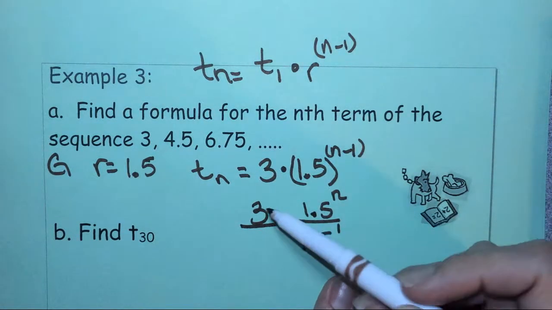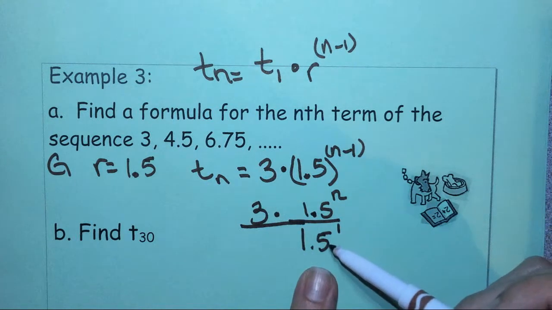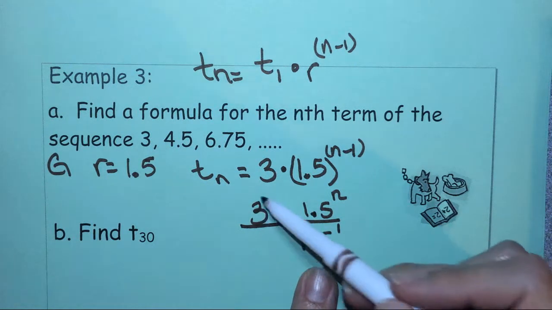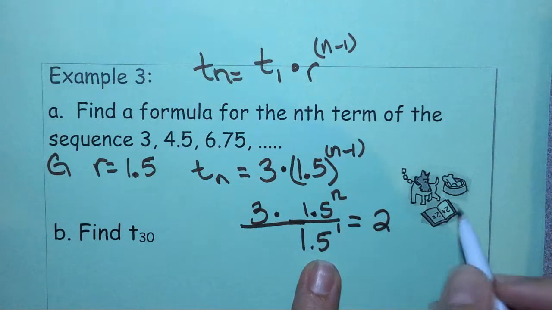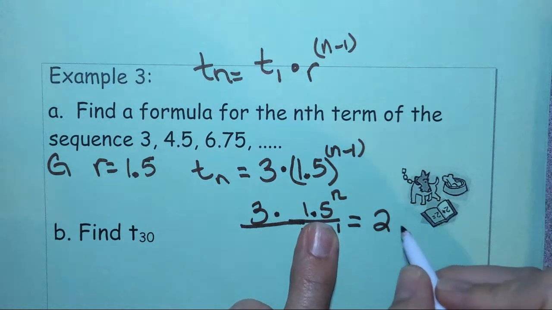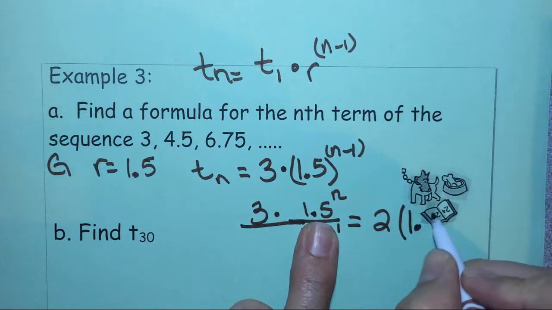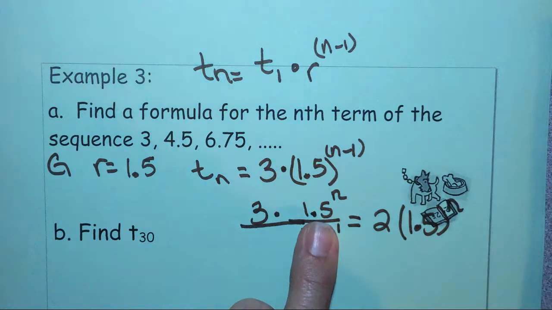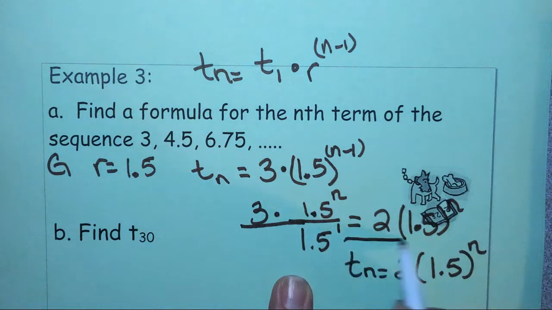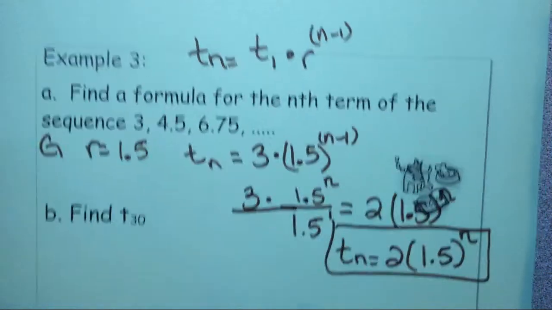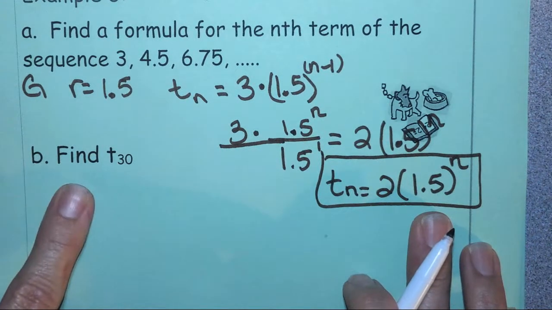Now I can see that I have a coefficient on top and I have a coefficient on the bottom. And I can actually take these two and divide them. So 3 divided by 1.5 is 2. And then I still have this times 1.5 to the n. So your final equation is 2 times 1.5 to the n power. And we're going to use this equation to do part B.